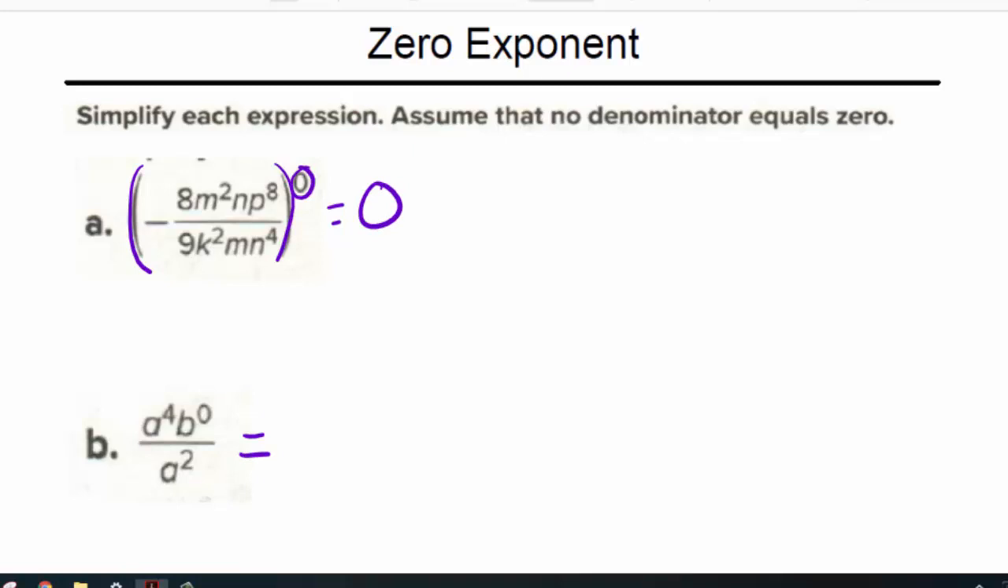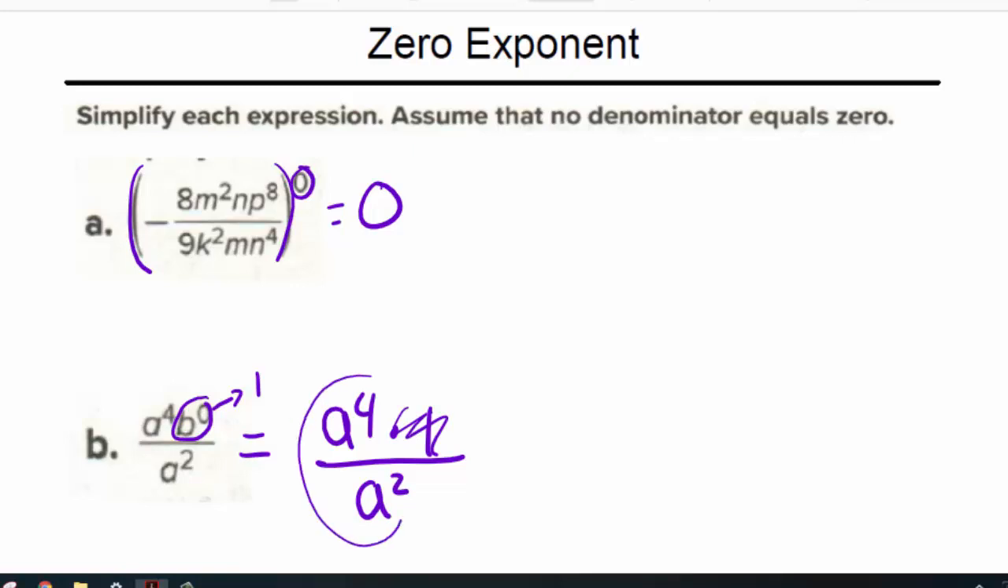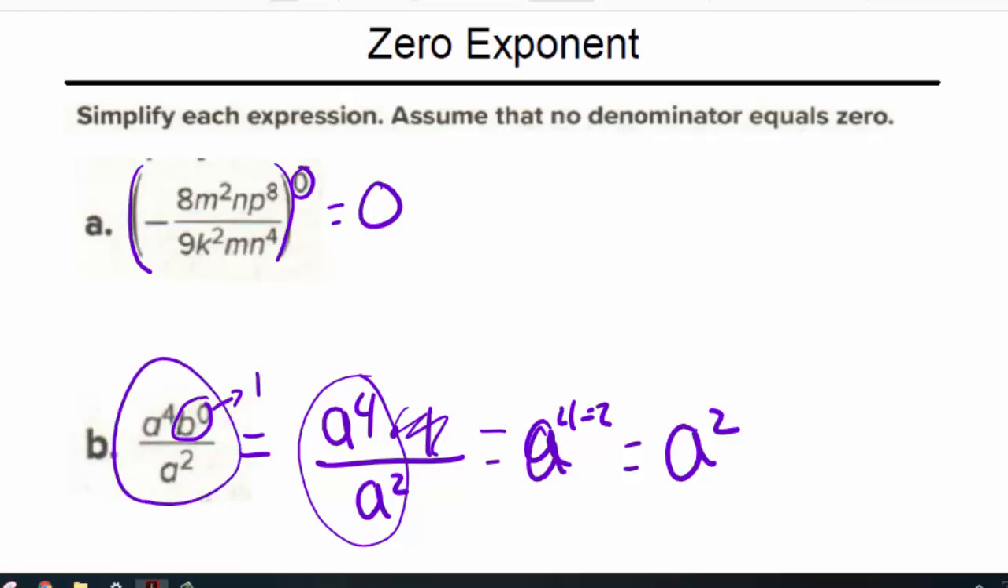Now you got to be careful down here. The only thing raised to the 0 power is the b. So if I simplify this a little bit, I get a to the 4th times, now b to the 0 is 1, so I'm going to put a 1 there. And I still have an a to the 2nd. Now this 1 is no longer needed. It's just an identity. But I can simplify this a little bit further, and that would give me a to the 4 minus 2 power, which is a to the 2nd power. So this whole thing reduces to just a to the 2nd power, a squared.